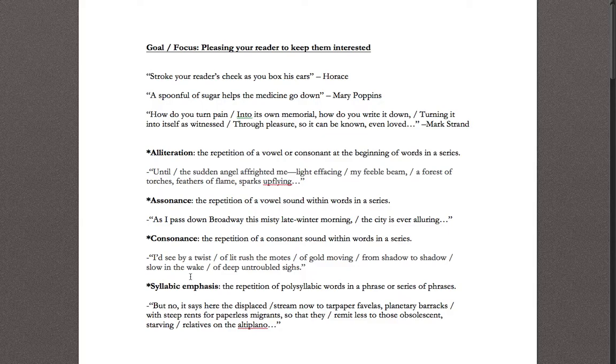So before we get into the sound devices, I have a couple of epigraphs for you to set the theme of the day. The theme is to please your reader, to keep them interested. And we'll talk about what that means as we go. The first one is by a poet, Horace. He said, "Stroke your reader's cheek as you box his ears."